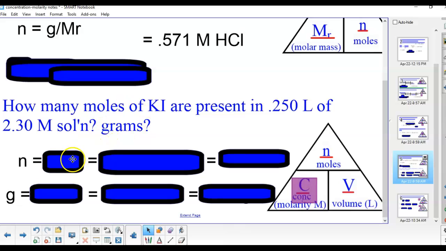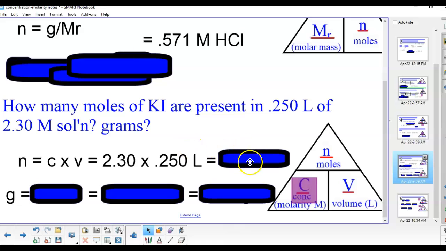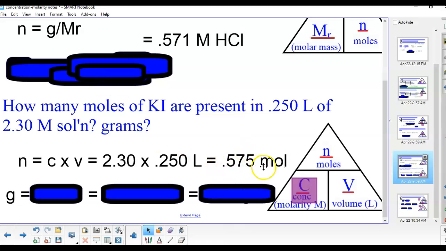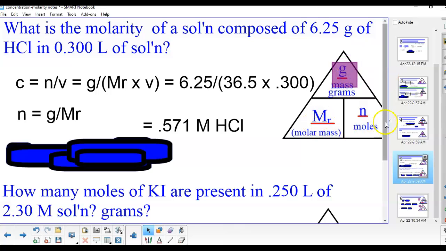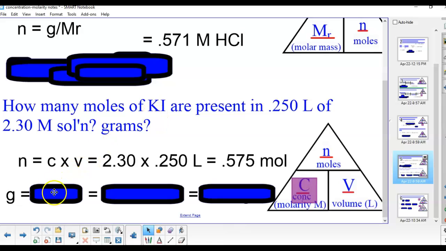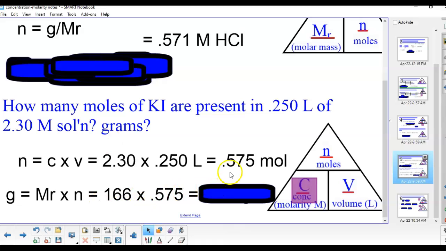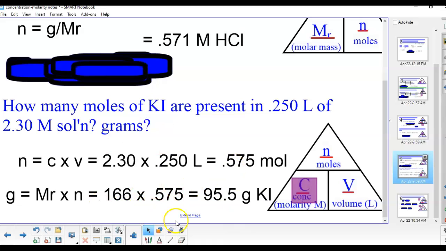How many moles are present? Well, again, we're going to use the equation for moles, concentration times volume. I'm given concentration over here. I'm given volume up here. And we calculate that many moles. Now, there's a second part to this question. I asked you for grams. Well, how do we find grams? Again, use your triangle. Grams is molar mass times moles. Molar mass of potassium iodide is 166. Use the moles we just calculated, and you get 95.5 grams potassium iodide.